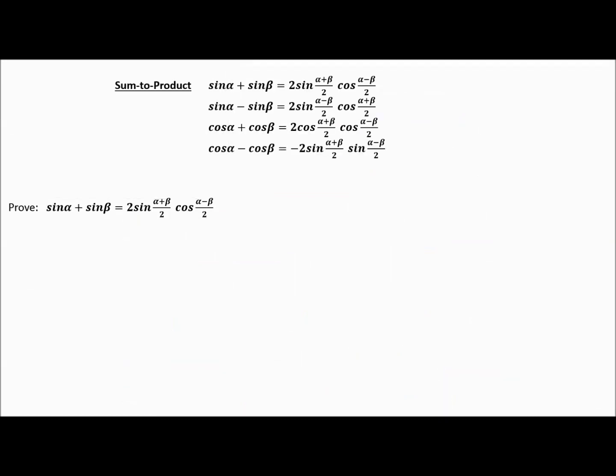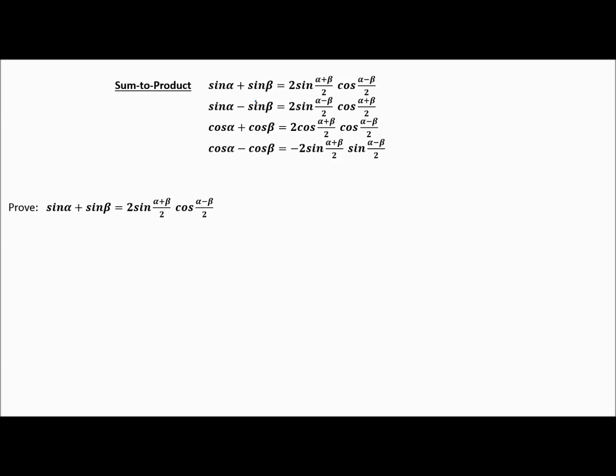Alright, so now we have some sum to product formulas. We're doing just the opposite. We're taking addition and subtraction and turning that into multiplication. Sometimes that's what you need. You need to add two different sine functions, you don't want it that way, you'd rather have it as the multiplication of two sine functions.